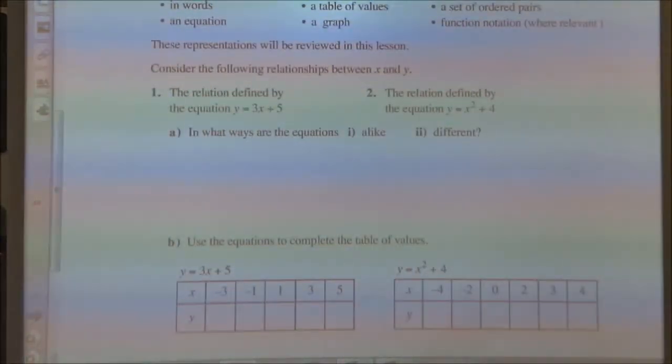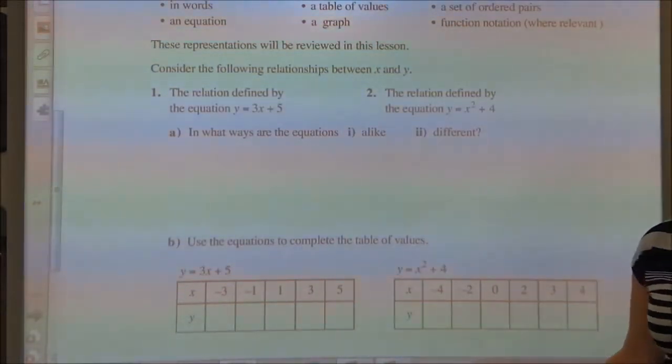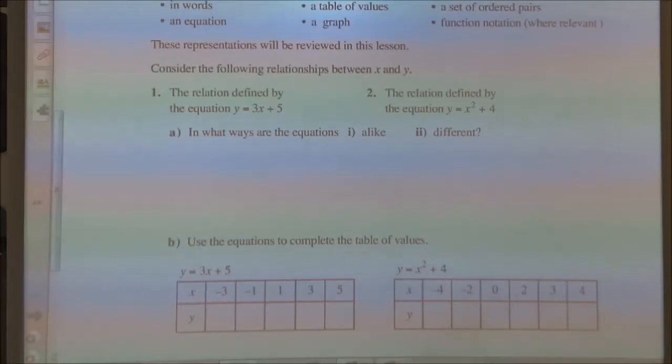So it says, consider the following relationships between x and y. The relation is defined by the equation y equals 3x plus 5. And then the other one is the relation is defined by the equation y equals x squared plus 4. What ways are these two equations similar to each other? How are they alike?